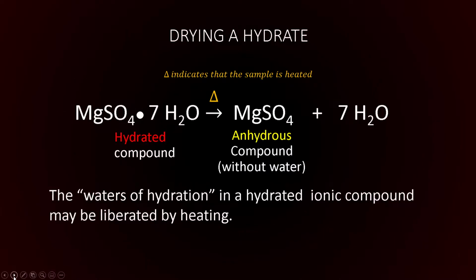The embedded water, or waters of hydration, can be removed by heating. The reaction shown illustrates that heating magnesium sulfate heptahydrate will yield an anhydrous, or dry, form of magnesium sulfate and 7 water molecules.